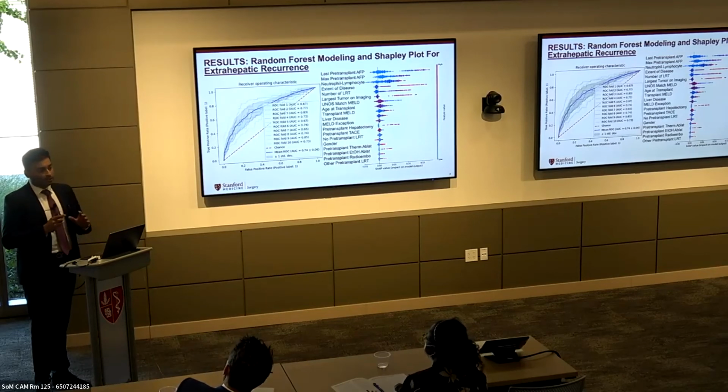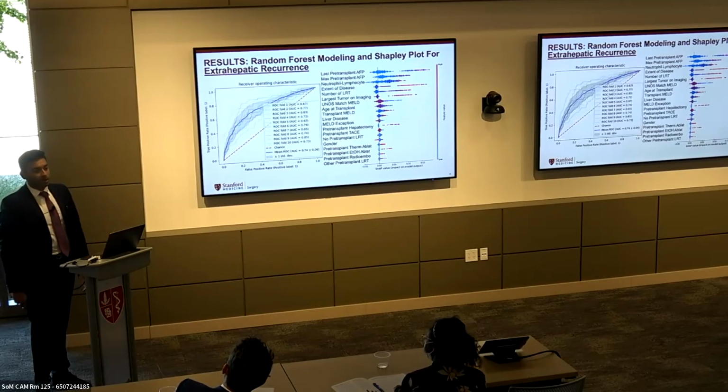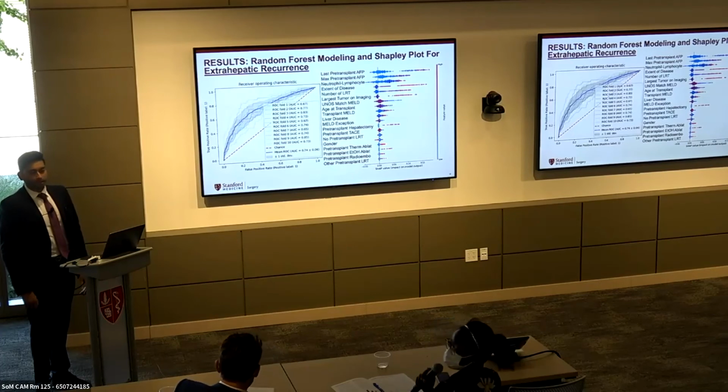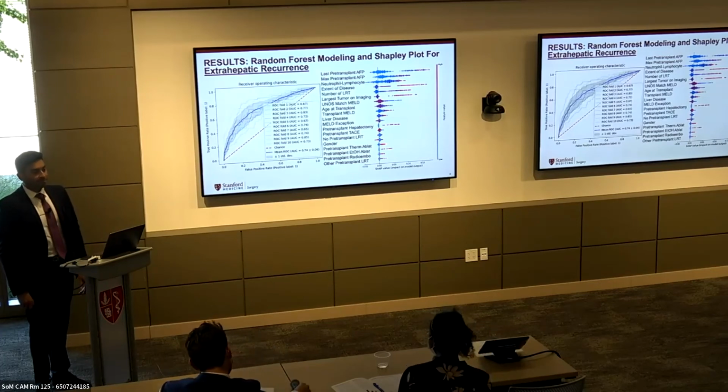So we didn't do that in a categorical way where you have different subsets of folks with AFP. We did it more as a continuous variable, but that's a great idea that we can try to incorporate in next steps.